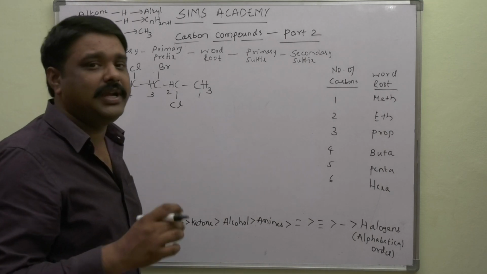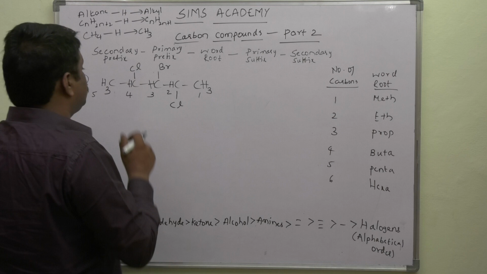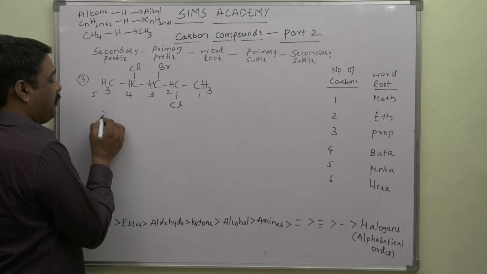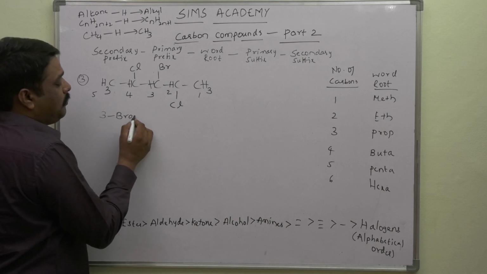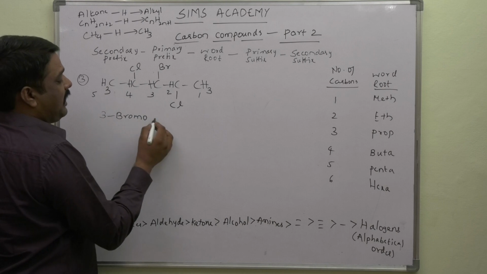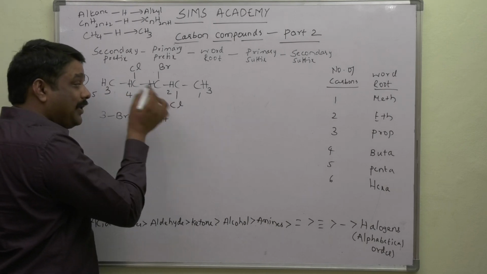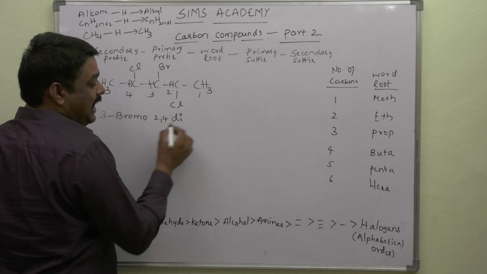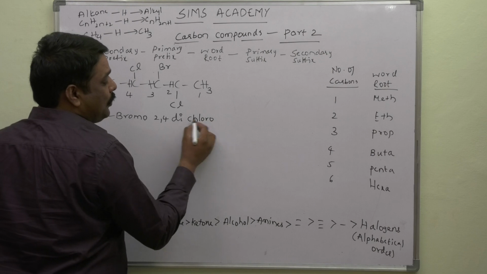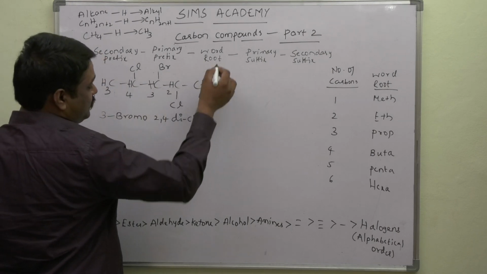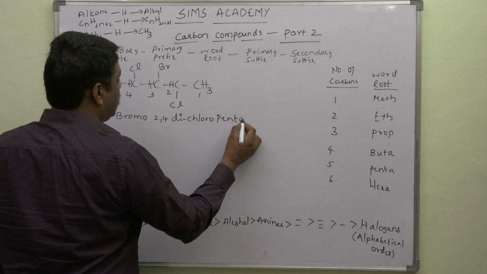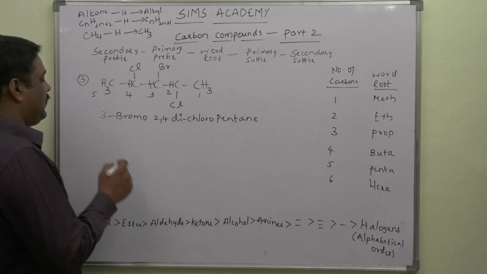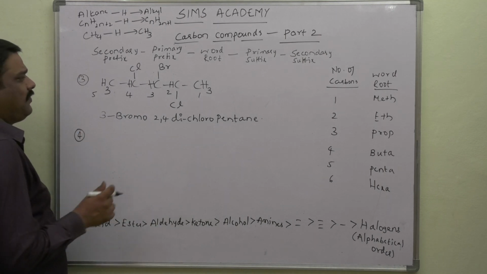Do we have the substituents? Yes, we do have the substituents. What are those substituents? 2 chlorine atoms and 1 bromine. First let us write bromine, that is 3 bromo. Next we have 2, 4. How many are there? 2 chlorine atoms. Numerical prefix di, chloro. 5 carbon atoms, word root, pent, all are single bonds. In, alkane, pentane.